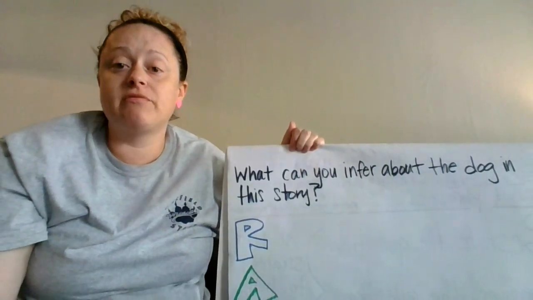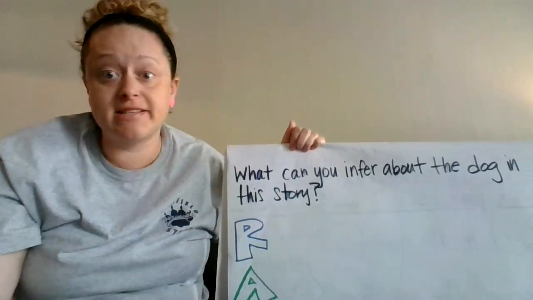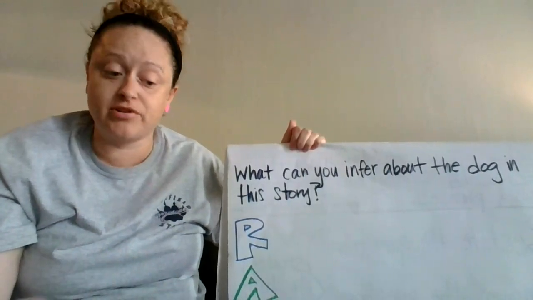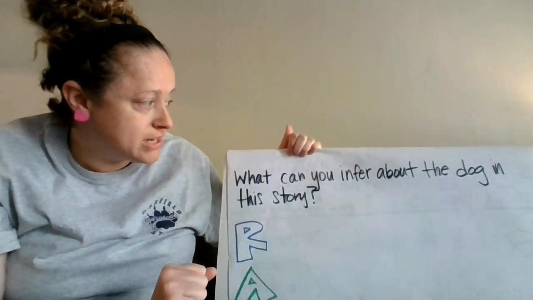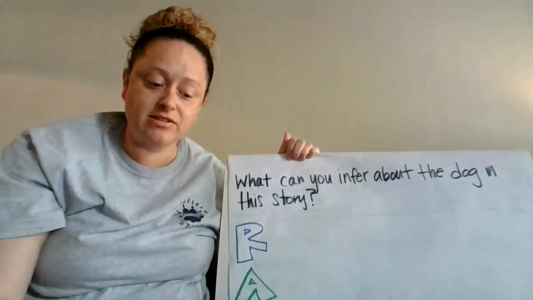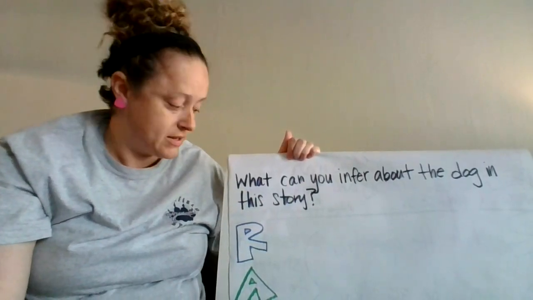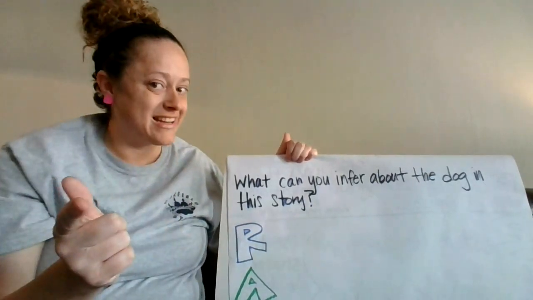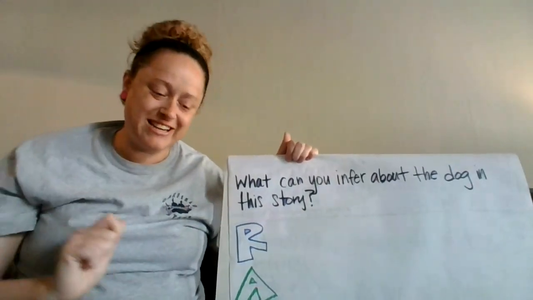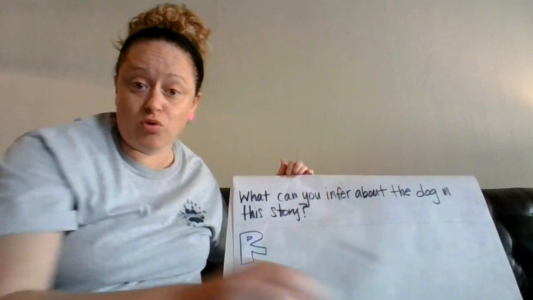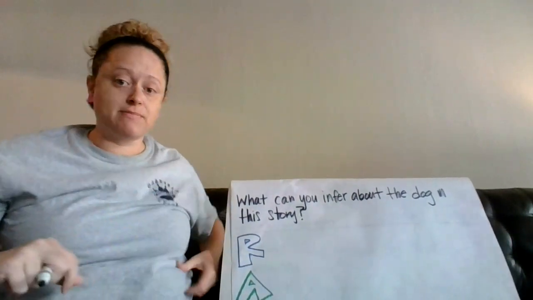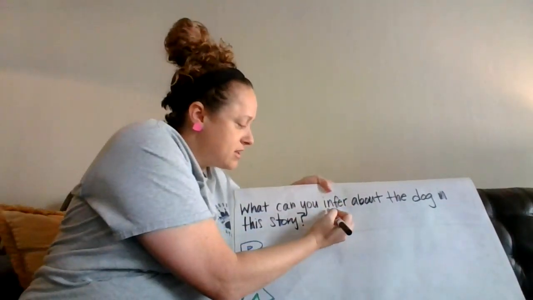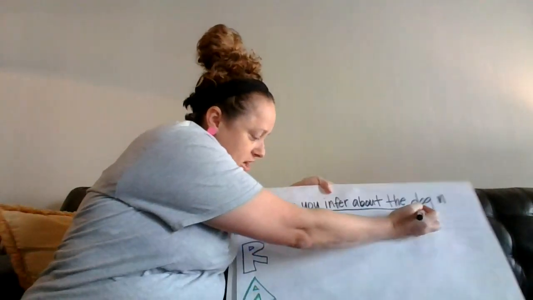As we become better readers, the author is not just going to tell us everything straightforwardly. We have to make some guesses based on the words the author uses. So we're going to make an inference about the dog based on the chunk of text we read so far. So we're going to start with R, which is restate the question. Nicely done. So I'm just going to pull words from the question to start my response. So I'm going to pull infer about the dog.